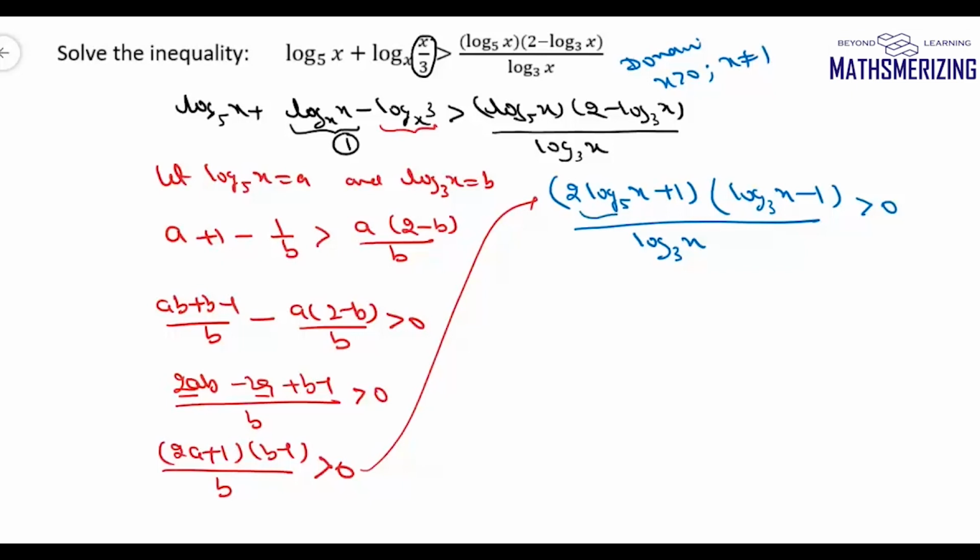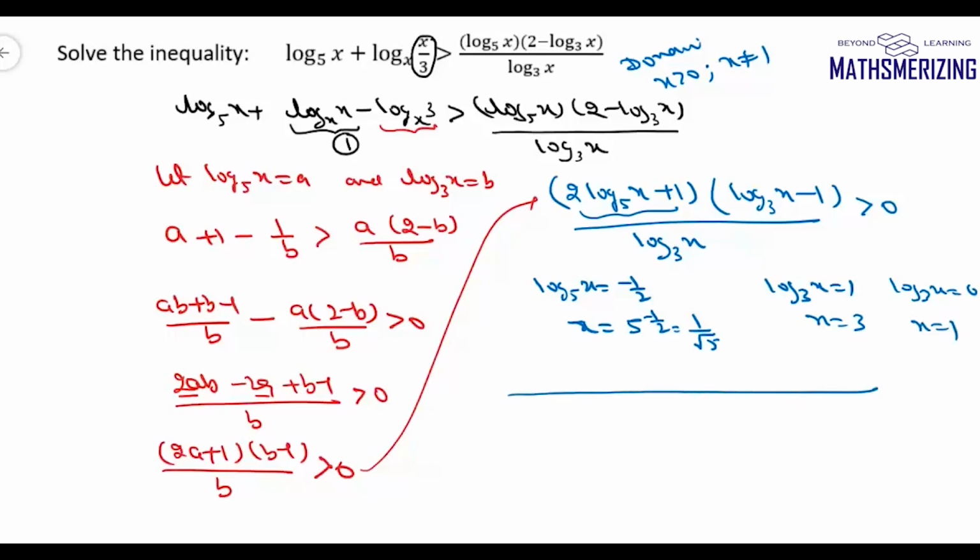So now I'll find critical points. From this one I'll get log x base 5 equals minus 1 by 2, so x is 5 to the power minus 1 by 2, which is 1 upon root 5. Now from this, log x base 3 is equal to 1, so I'll get x as 3, and from the denominator I'll write log x base 3 is equal to 0, so I'll get x is equal to 1. So there are 3 critical points: 1 by root 5, 1, and 3.